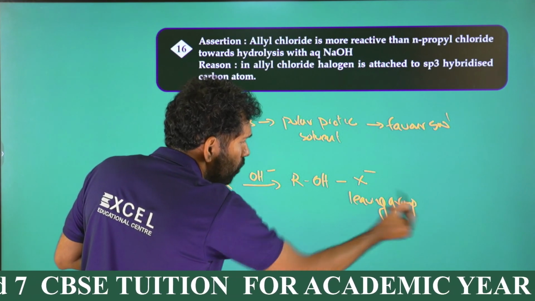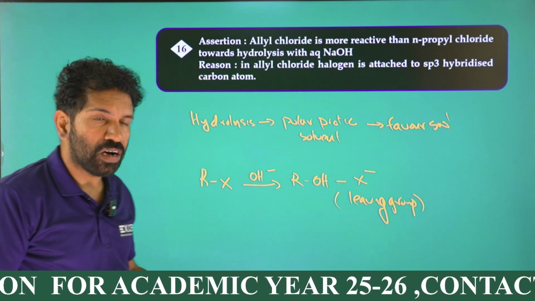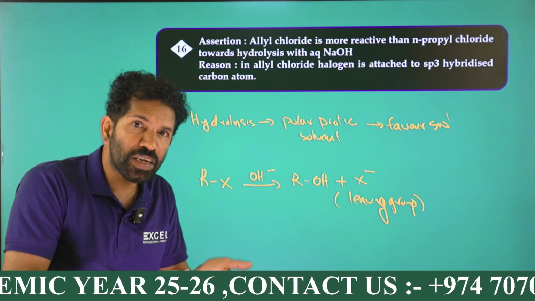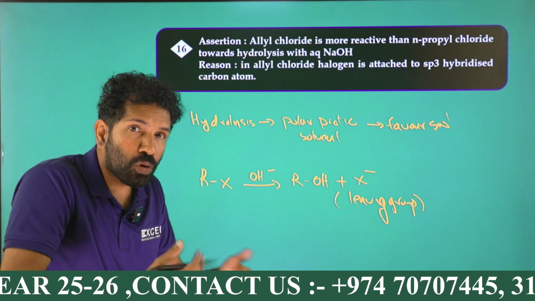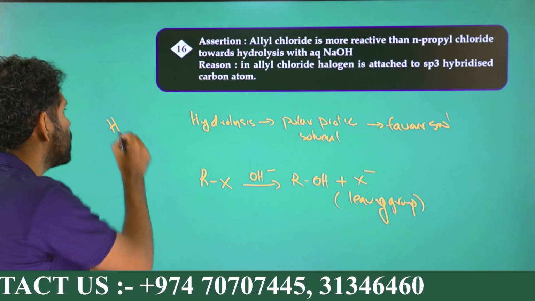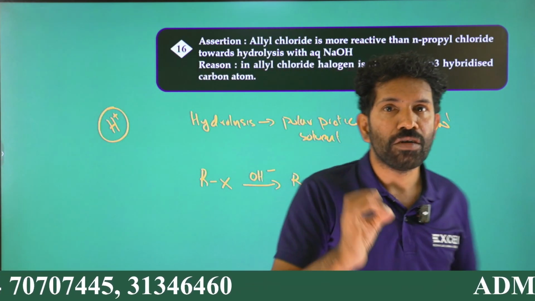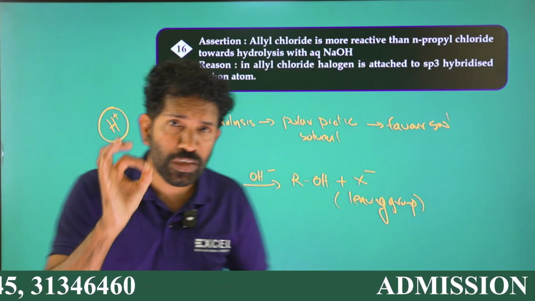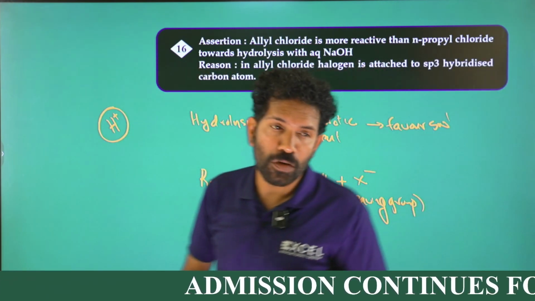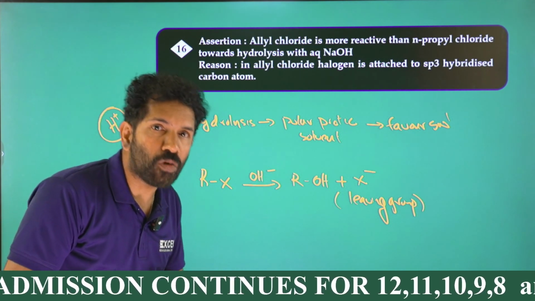If you have a polar protic solvent like water, alcohol, etc. Water is an example of a polar protic solvent. Alcohol is another example. Protic solvent means a solvent which contains hydrogen, which can generate H plus. The solvents which can generate H plus come under protic solvents. So water is a polar protic solvent, and alcohol also comes under polar protic solvent.